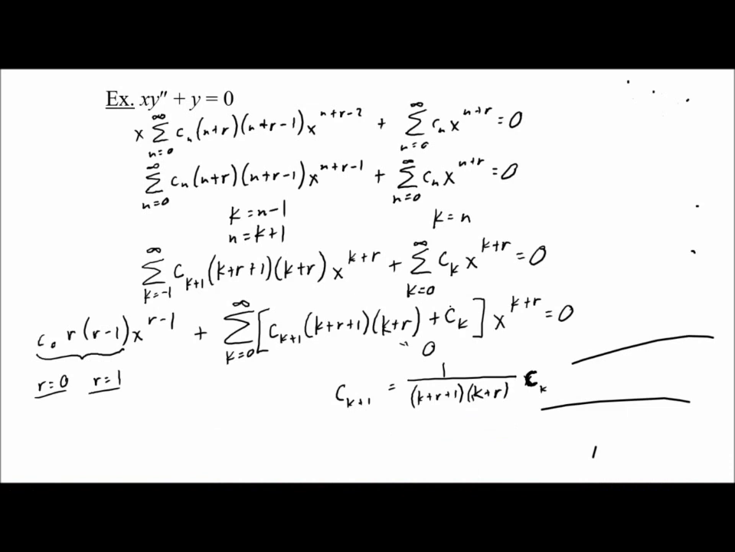Sorry, small technical problems, but we end up getting c_{k+1} equals 1 over (k + r + 1) times (k + r), all times c_k. Okay, let's move to the next slide here. And so when r is equal to 0, let me rewrite that real quick. c_{k+1} equals 1 over (k + r + 1) times (k + r).